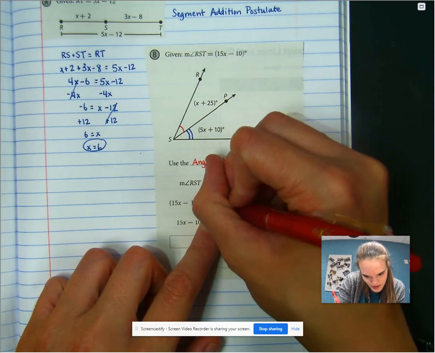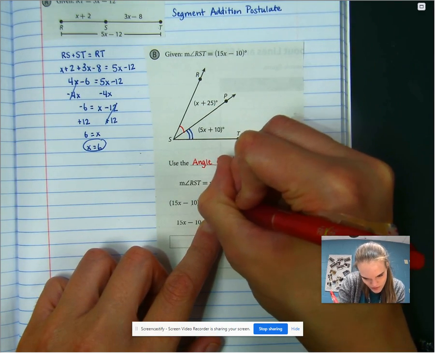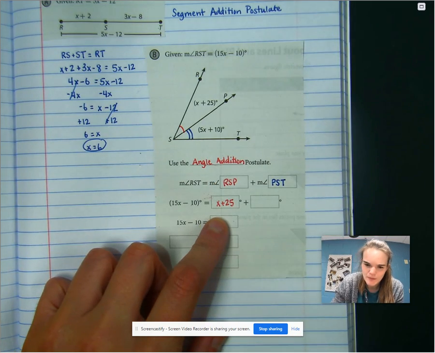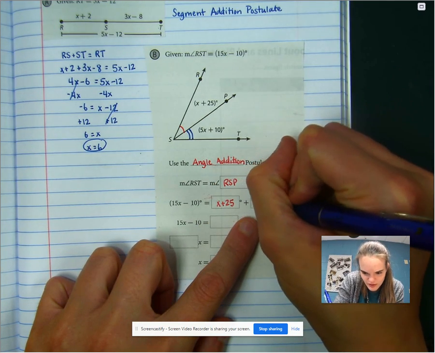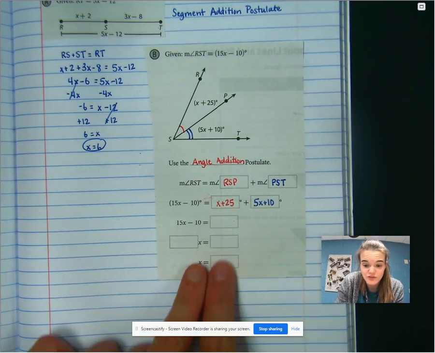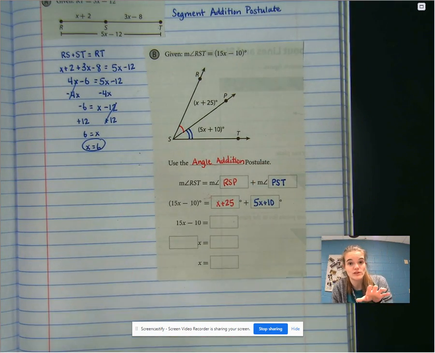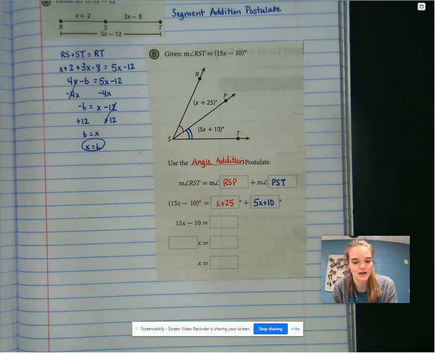RSP is x plus 25. PST is 5x plus 10. All right, you're supposed to simplify and solve for x. So pause the video if you haven't yet and solve it before I go on.